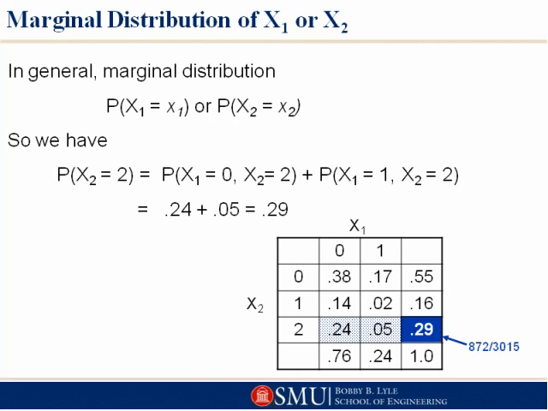We say the marginal distribution would be looking across one of these random variables. For example, the marginal distribution for X2 equal to 2 is 0.29. And there you have the marginal distribution. That is just going back to the raw data: 872 divided by the total number of kids involved, which was 3,015.